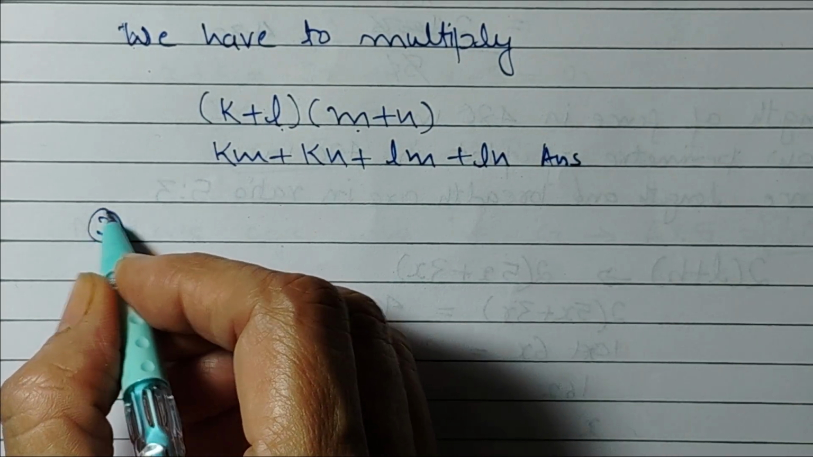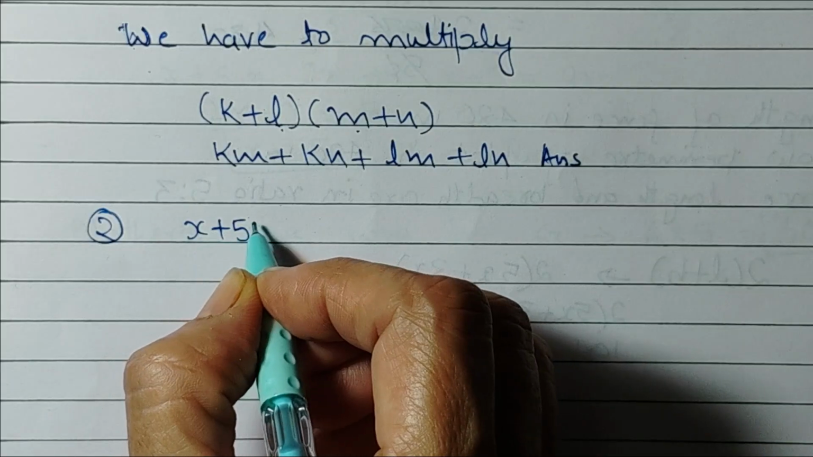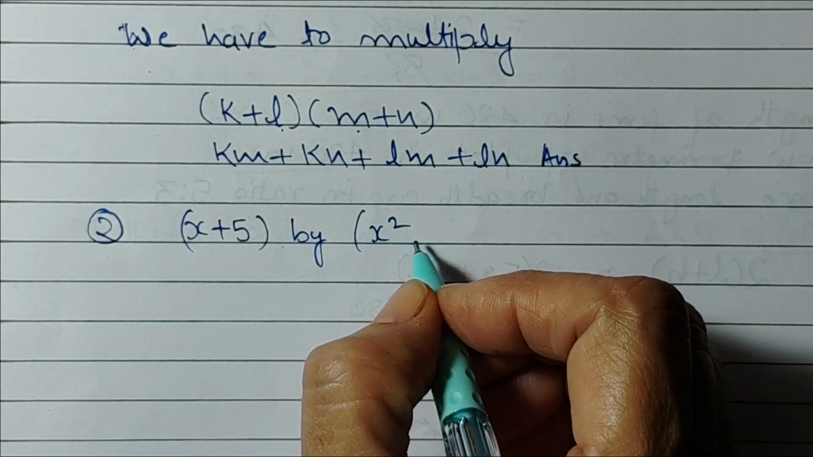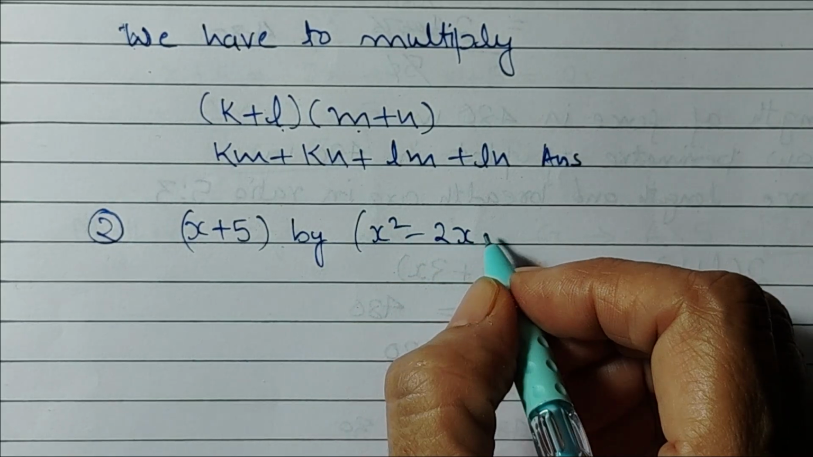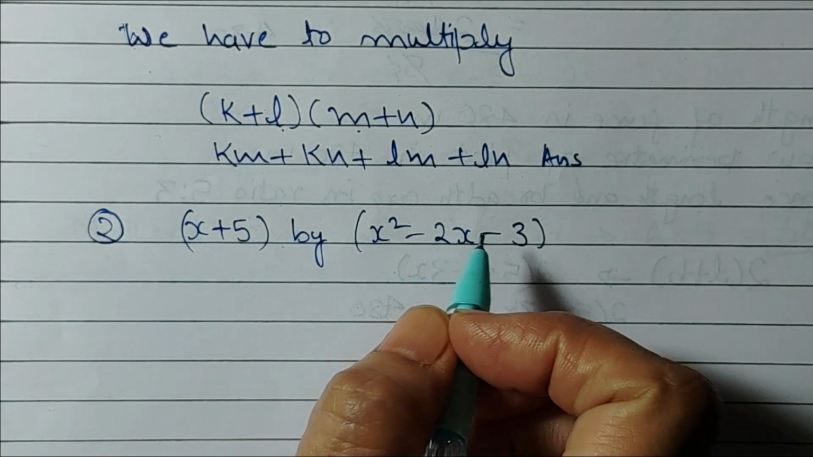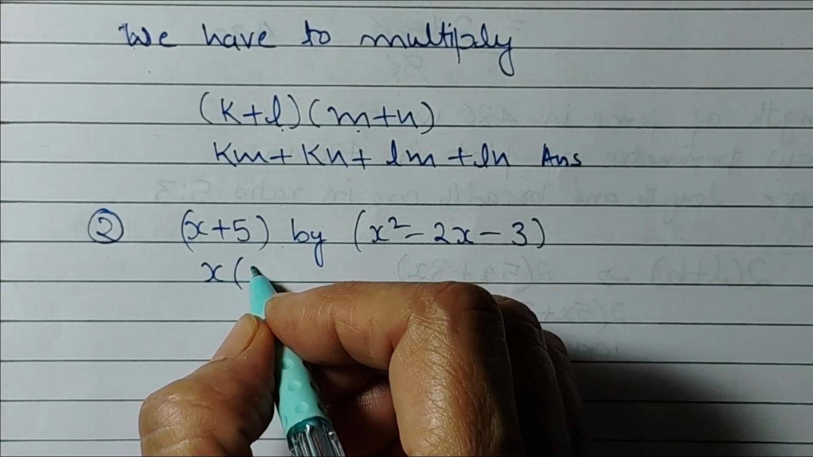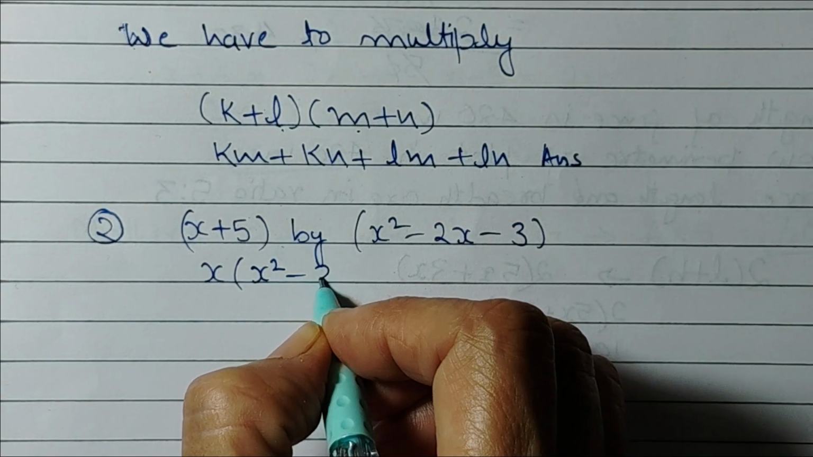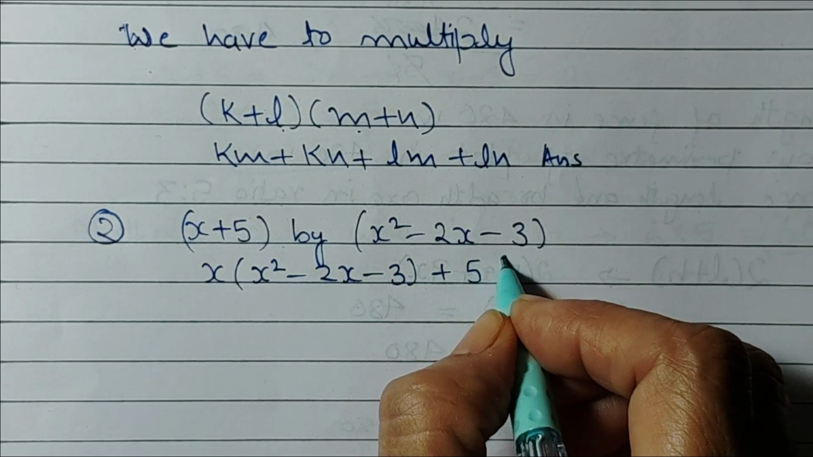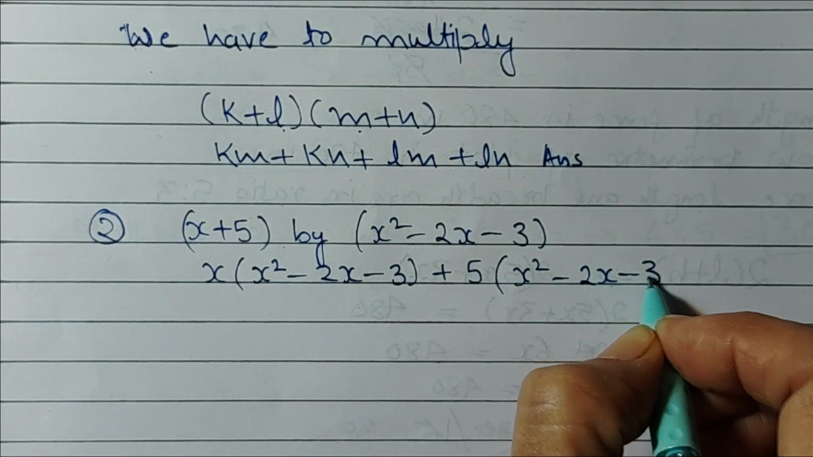Second problem is (x + 5) by (x² - 2x - 3). First we'll multiply x with this bracket, then 5 with this bracket. So it will be x into (x² - 2x - 3) plus 5 into (x² - 2x - 3).